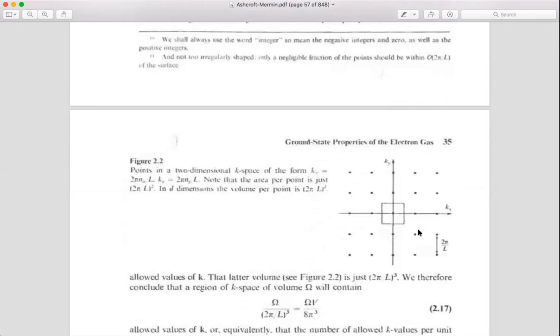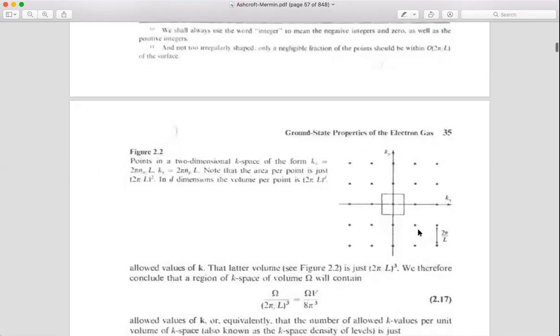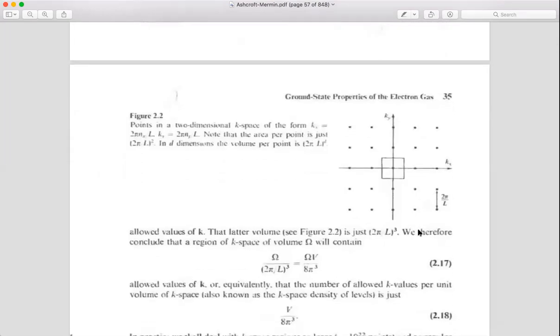So in a one-dimensional space, there is one k point per 2 pi over L distance. And so each point has 2 pi over L volume to it. That's in one-dimensional space. If I'm in a two-dimensional space, each point has 2 pi over L squared area to it. If I'm in a three-dimensional space, then each point has 2 pi over L cubed volume to it. In this k space, remember. So this is an important point to realize, that each point has 2 pi over L cubed volume to it.